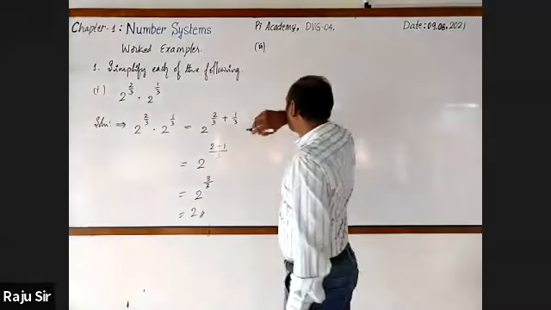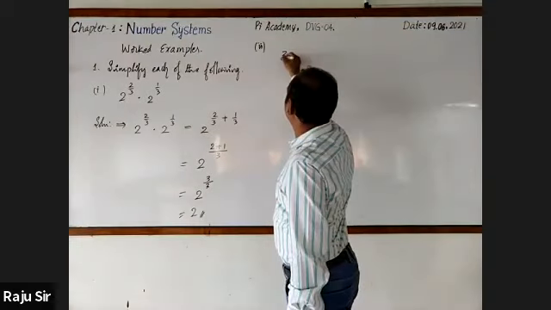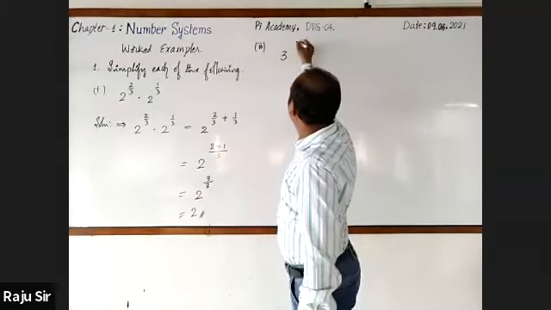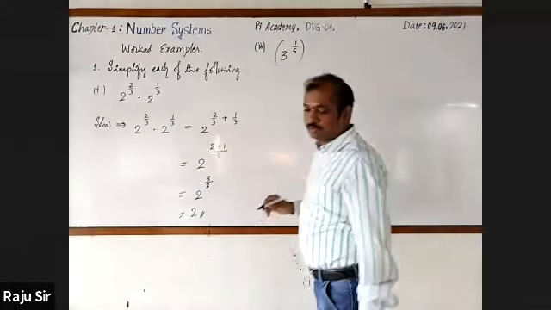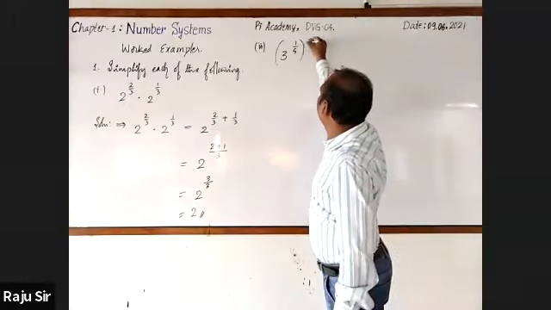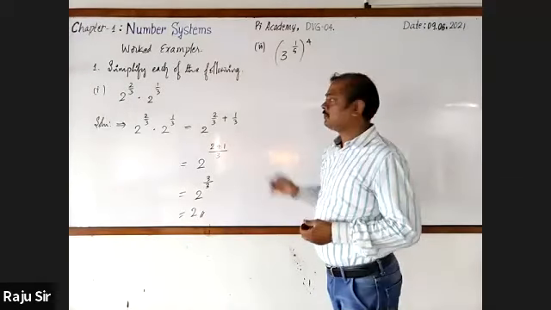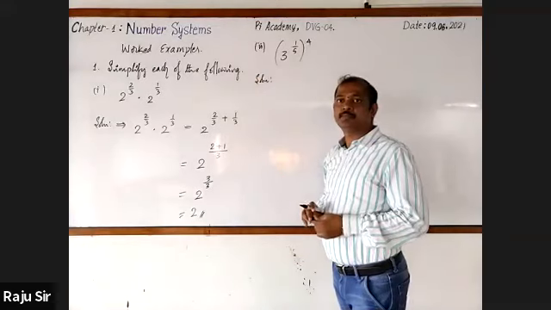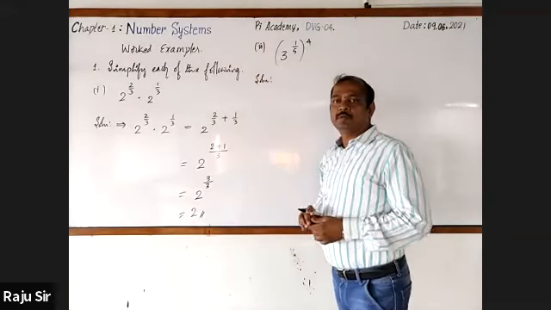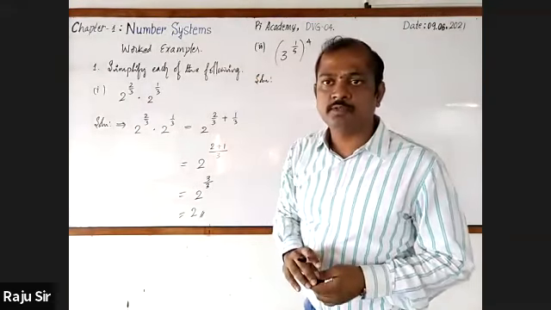Now let me go for taking the second one. It is 3 raised to the power 1 by 5, whole raised to the power 4. Please observe the board. Don't go for writing.